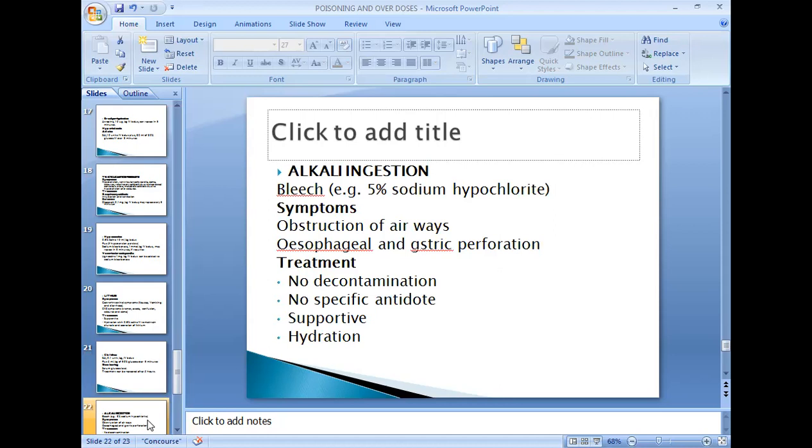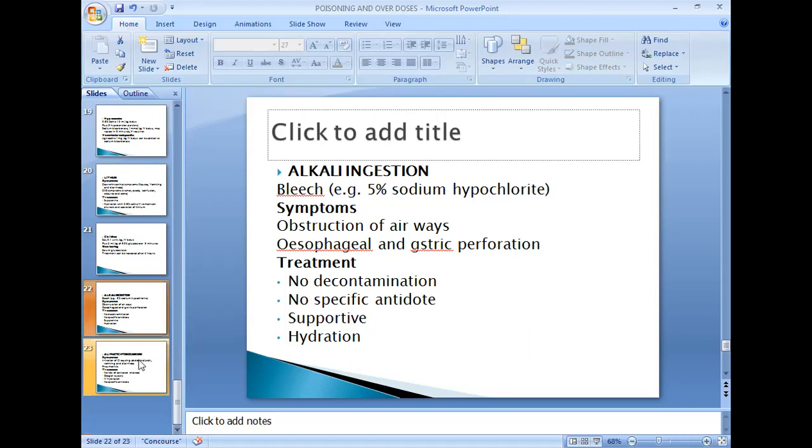Alkali ingestion, like bleach, household bleaching. In such conditions, obstruction of the airway and esophageal and gastric perforation occur. As we already said, decontamination cannot be effective. There is even no specific antidote. Treatment is only supportive, and we have to hydrate the patient to reduce the toxicity and dilute the bleach and aid excretion.